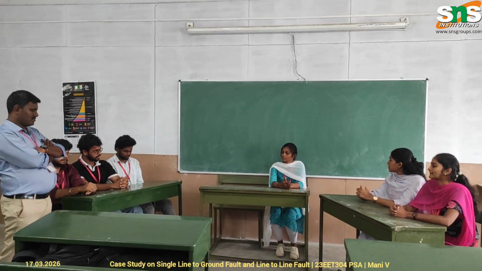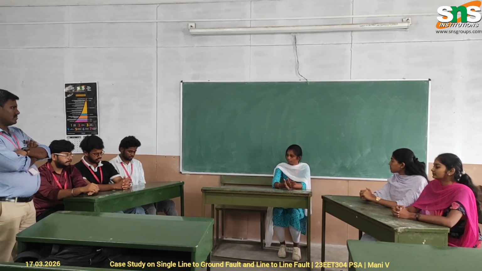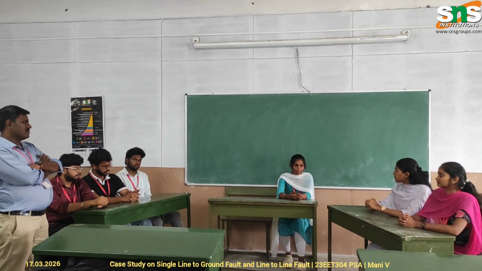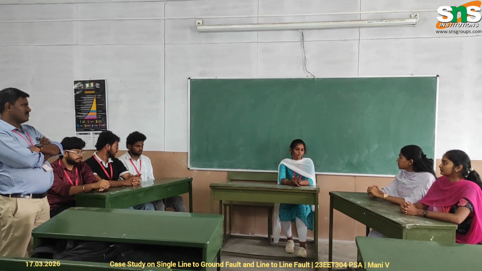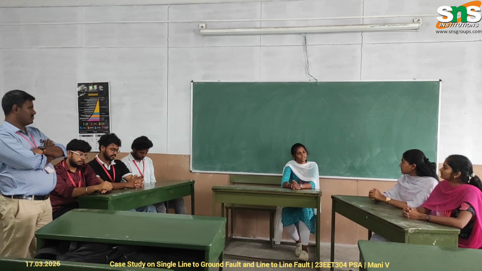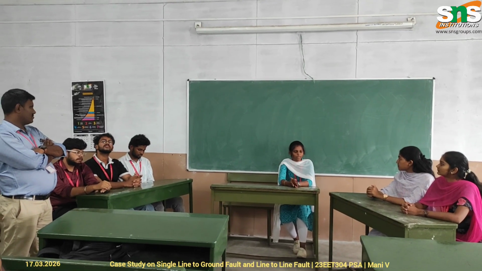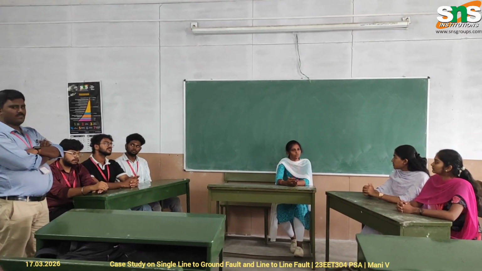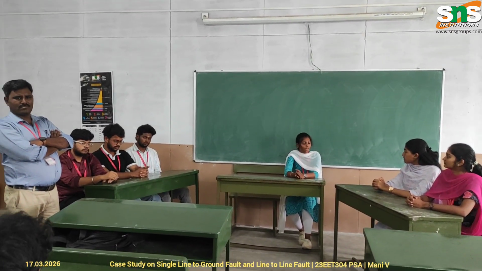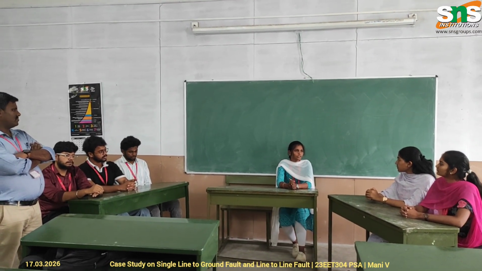And my next point is about line-to-line fault. A line-to-line fault happens when two phases touch each other, for example phase B and phase C, without touching the ground. In this condition, the current in phase A is 0, so IA is equal to 0, and the current in phase B is equal and opposite to phase C, so IB is equal to minus IC.